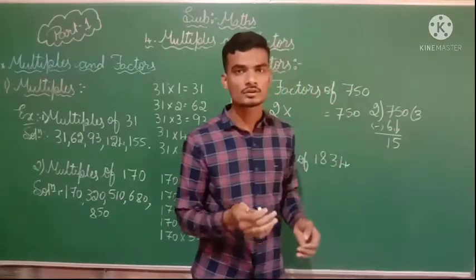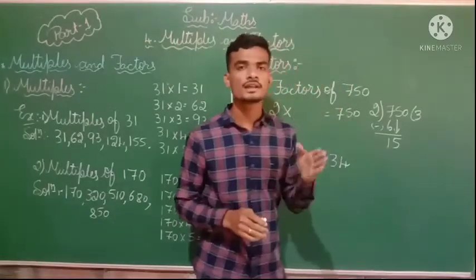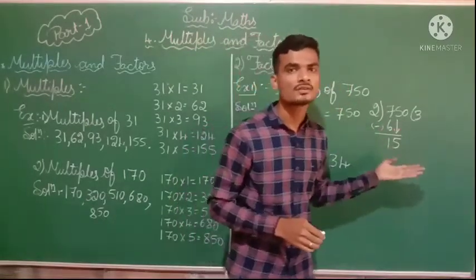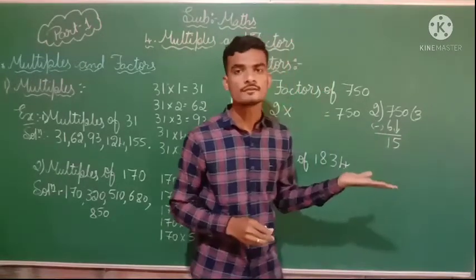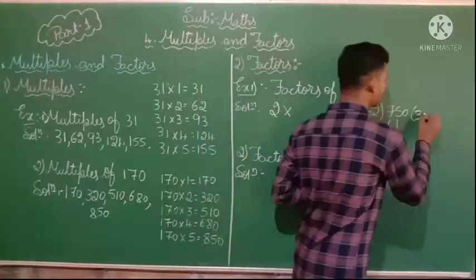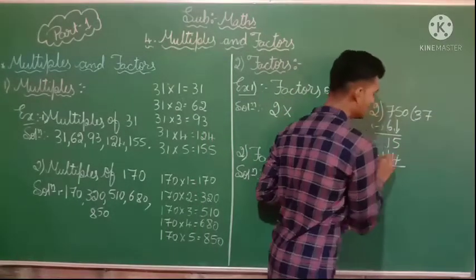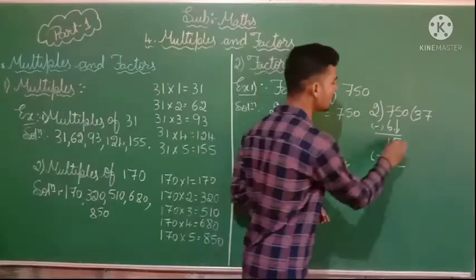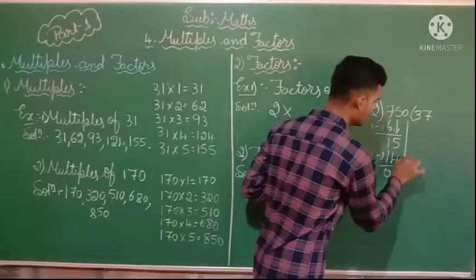In the 2 table you are not going to get 15, so you want to take a lesser number, which is 14. 2 7s are 14. Again subtract these two numbers: 5 minus 4 you will get 1. Then 1 minus 1 is 0. Then here is a 0.